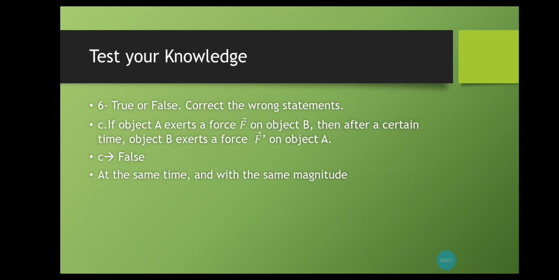And C, if object A exerts a force F on object B, then after a certain time, object B exerts a force F prime on object A. This is false, because it's not after a certain time, it's at the same time. And it's also wrong because it's not F prime, it's exactly F. In the opposite direction, it has to be minus F. Because when we talk about vectors, the minus means the opposite direction. So it has to be at the same time, it has to have the same magnitude, but it has to be opposite in direction.